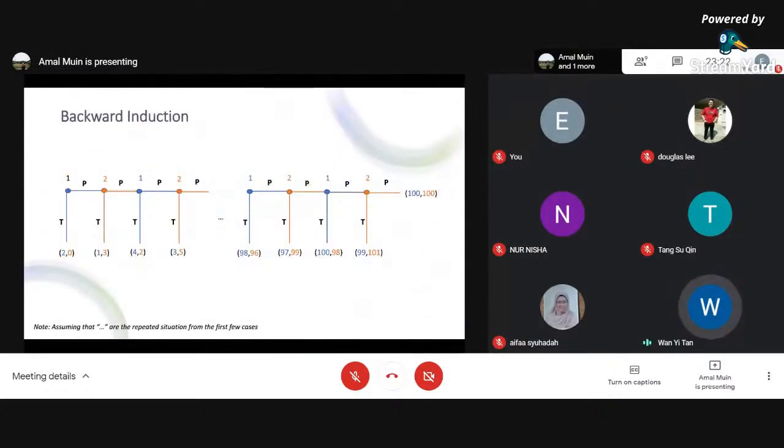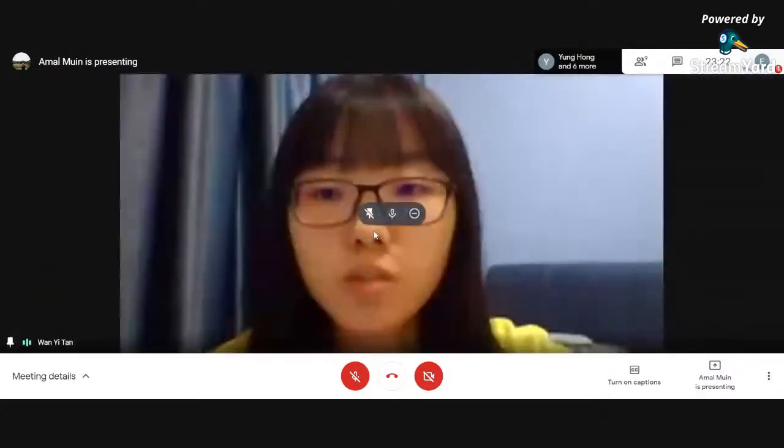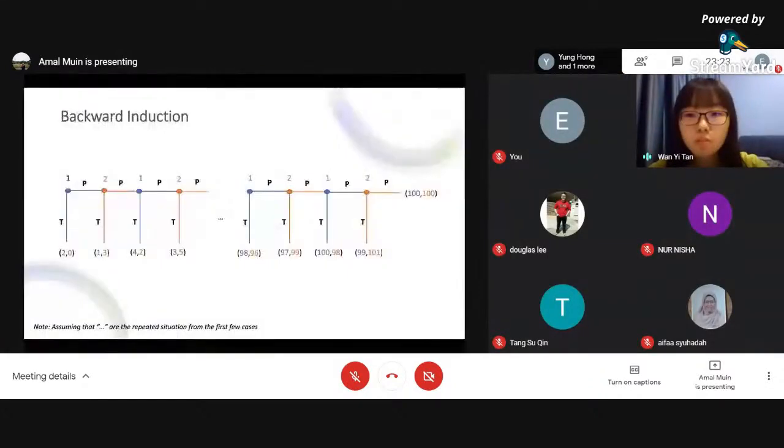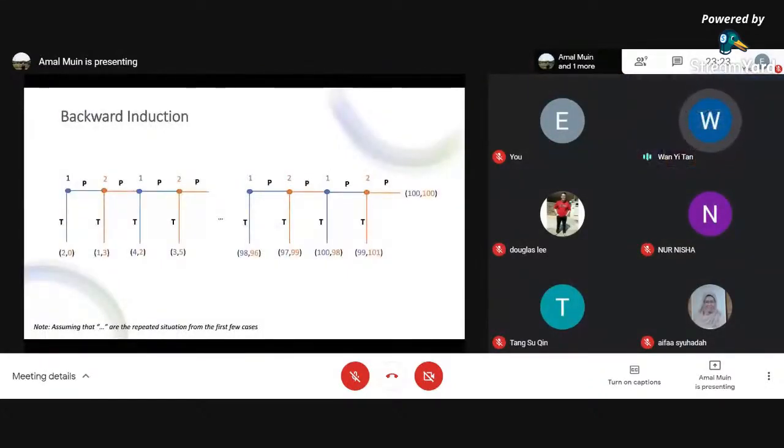Now we solve the Centipede game using backward induction. We will look at the optimal action of each player in each subgame. Now we start from the first subgame. In this subgame, player 2 will get a payoff of 100 if player 2 chooses to pass, and 101 if player 2 chooses to take. So clearly, player 2 will choose to take because 101 is greater than 100. So now we can delete the subgame and move player 2's optimal strategy up, and we continue with the second subgame.